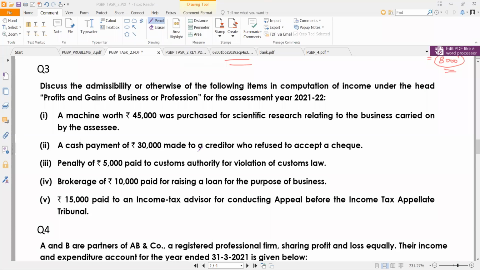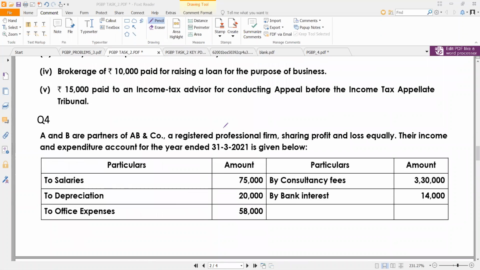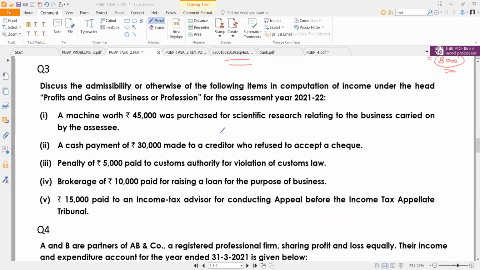Question number three and the remaining questions are straightforward and simple, mostly understanding the allowability or otherwise of some of the things. So question number three says, discuss the admissibility or otherwise of the following items in computation of income under PGBP for the assessment year 21-22.